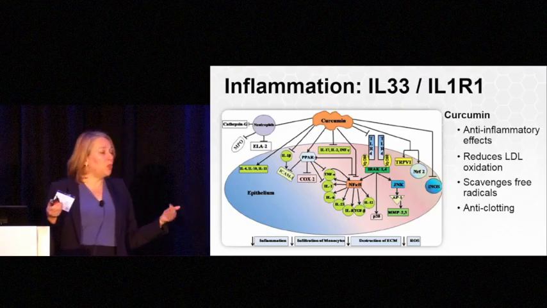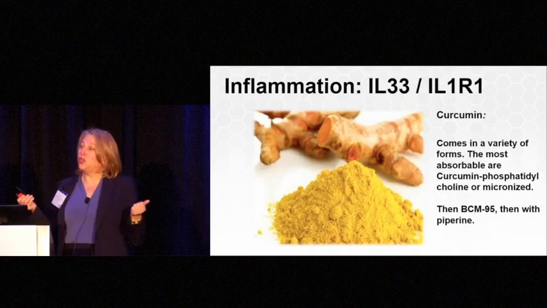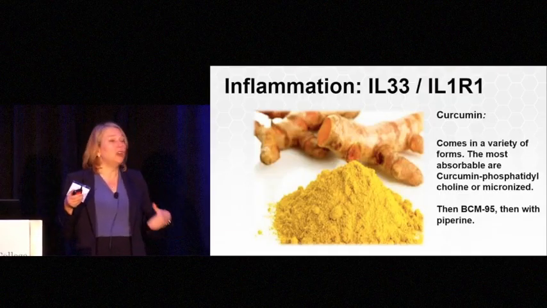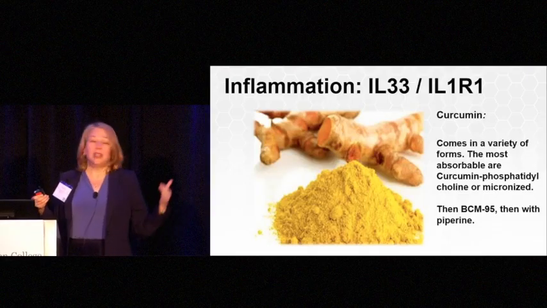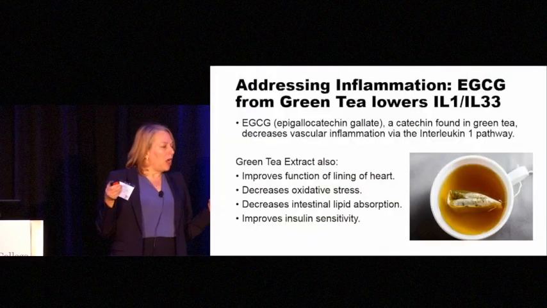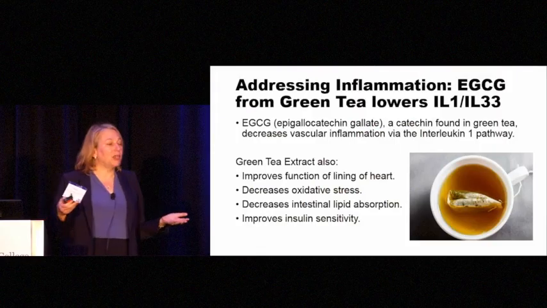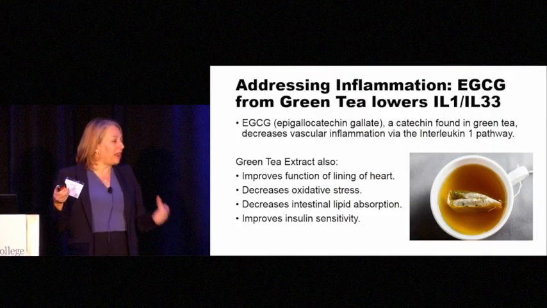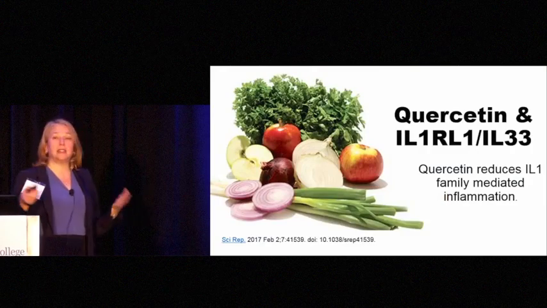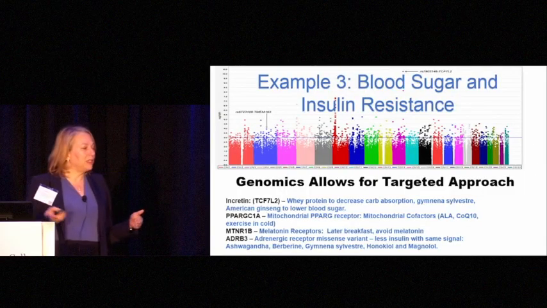Inflammation: curcumin is one way to reduce that pathway. It comes in a lot of kinds. Make sure you use an absorbable type, something like Meriva, where it's attached to phosphatidylcholine, or a micronized one like Theracurmin. Next best after those two are BCM-95, and then curcumin with piperine. Green tea, which they can put in their diet, addresses inflammation, or they can take EGCG, and that affects all kinds of oxidative stress pathways. Quercetin from onions and apples has anti-inflammatory benefits.